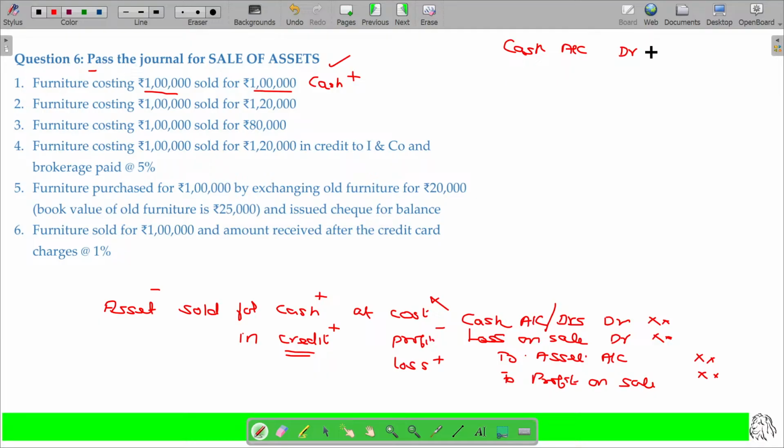Specifically stated means cash withdrawn from the bank to the cash box, or the reverse. In that case, cash and bank are different. Otherwise, cash and bank are used interchangeably. Cash account debit to furniture account. Clear? This value being 1 lakh. This value being 1 lakh.